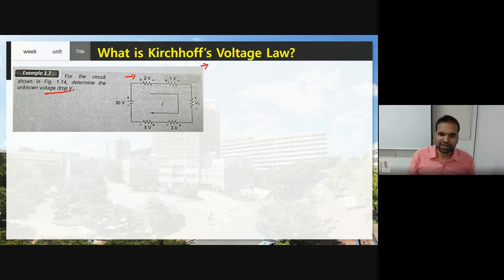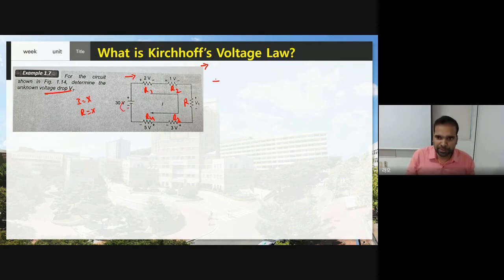See, did they give the current I? No, they didn't give. Did they give the resistance value for each? No, they didn't give. But what they have given? They have given the voltage drop at R1, R2, R3 and R4. But you need to find the voltage drop at R. So they didn't give that voltage drop. So can I apply KVL now? Of course, why not? Now if I apply KVL in loop 1, this is minus to plus.